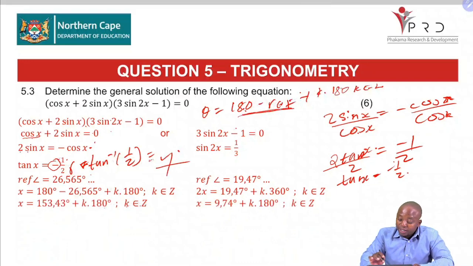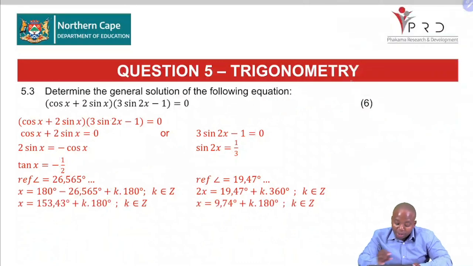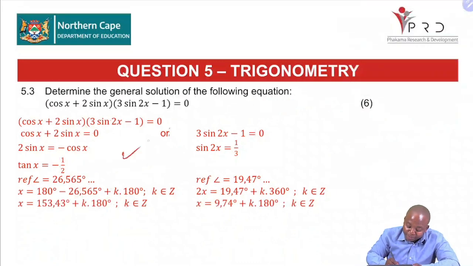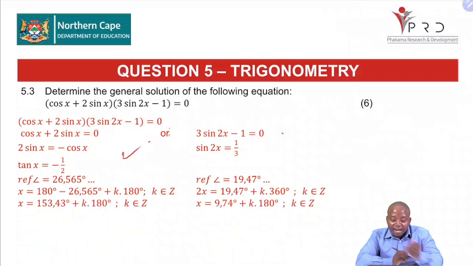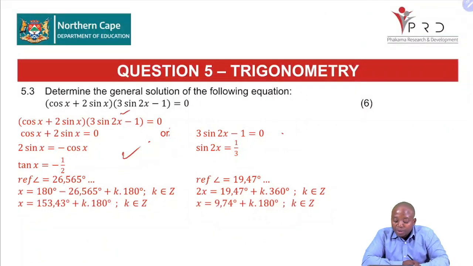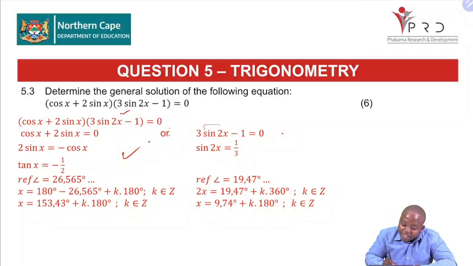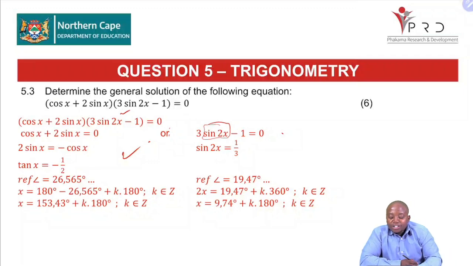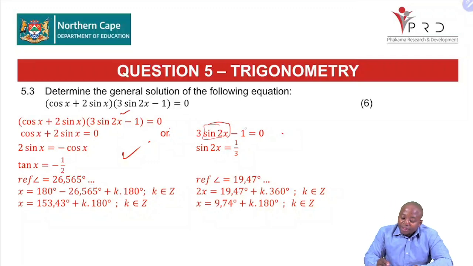Right. So let us now focus our attention on the second part. This is the first part, we are done with it. Let us analyze the second bracket now. On our second bracket, what we had was 3 sine 2x minus 1 is equal to 0. Then we need to separate the trig ratio to be alone. Then I transpose the 1 to this side, it becomes positive 1. Then we divide by 3 on both sides.